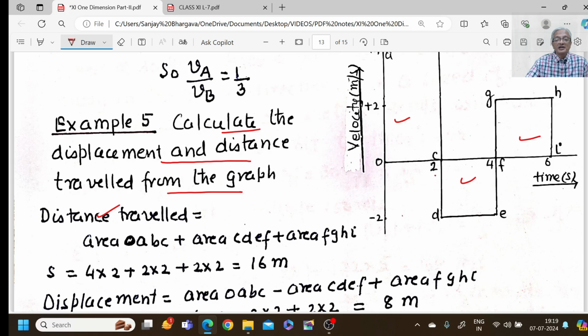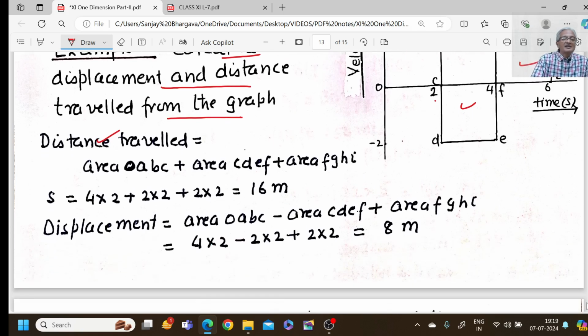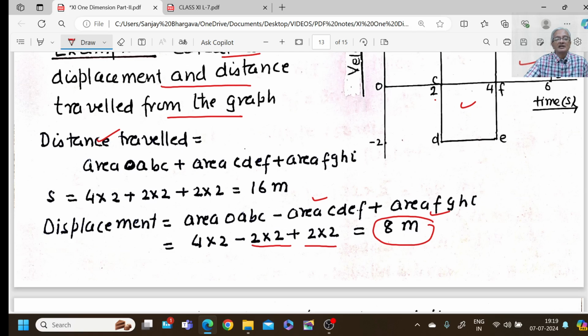But displacement is a vector, and in that case it would be the area of the first minus the area of the second, because it is below the x-axis, and then plus the area of the third one. So that gives me 4 into 2 minus 2 into 2 plus 2 into 2, and the total displacement is 8 meter. So distance traveled is 16 meter, but the displacement is only 8 meter.